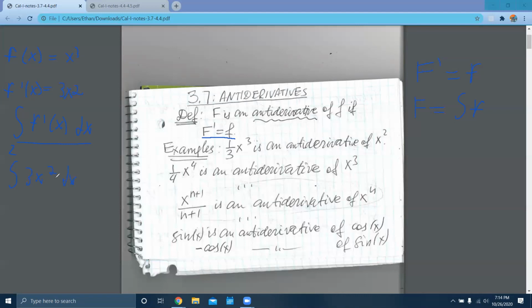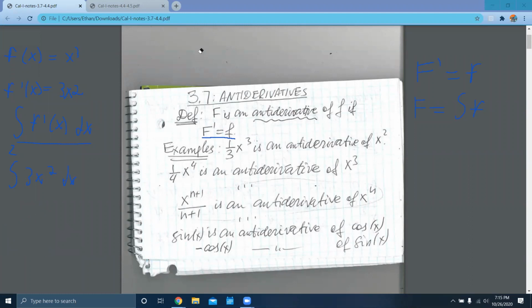Now, when you're taking the antiderivative, you're doing the opposite of what you did to take the derivative. So the power rule for taking a derivative is that you have x to the n, and when you take the derivative of that, you end up getting n x to the n minus 1. That's the regular power rule there.